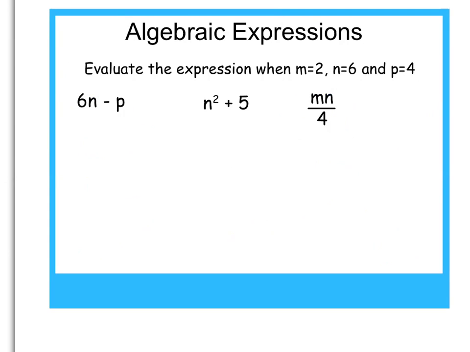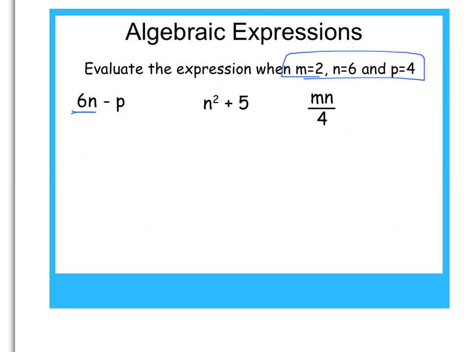Evaluate the expression when m equals 2, n equals 6, and p equals 4. There's a couple things we need to know about solving these. One is that I need to always follow the directions. I need to know what my letters represent. And 2, I need to know what this means. When a letter and a number touch, it means they're multiplied together. And the third thing I need to remember is to follow order of operations. Even though this doesn't specifically say to, we always follow order of operations, always.